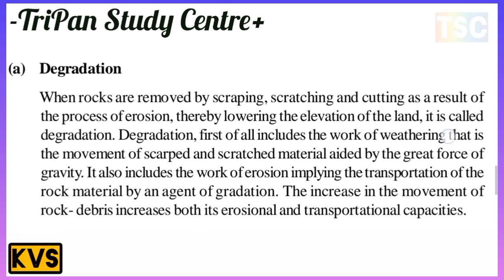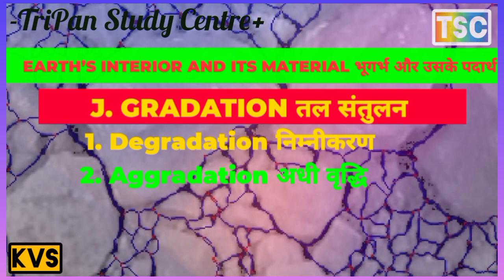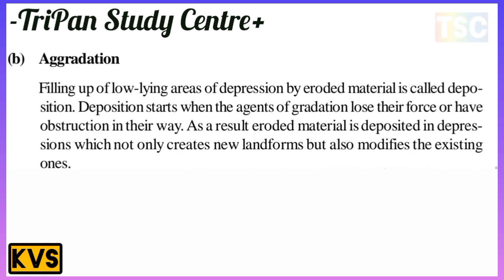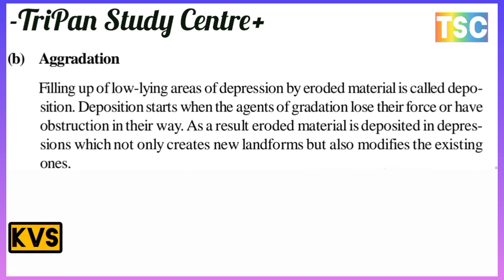The next is aggradation. Aggradation is the filling up of the low-lying area or depression by eroded material, which is called deposition. Deposition starts when the agent of gradation loses its force or has obstructions in its way. As a result, the eroded material is deposited in the depression, which not only creates new landforms but also modifies the existing ones.